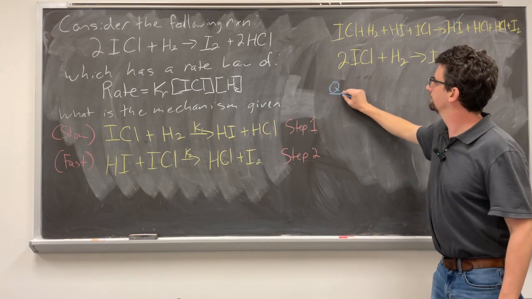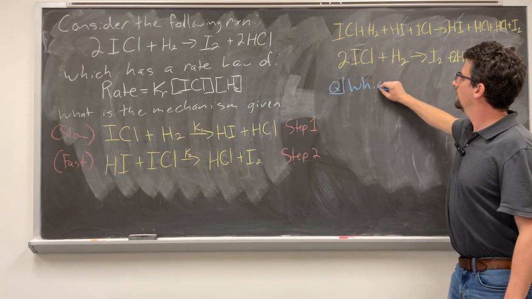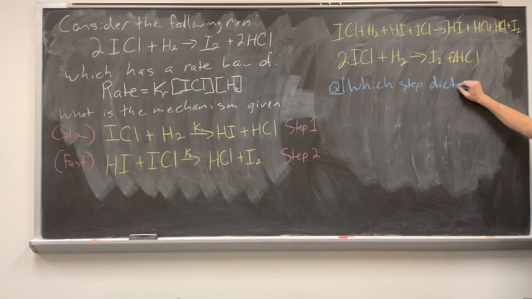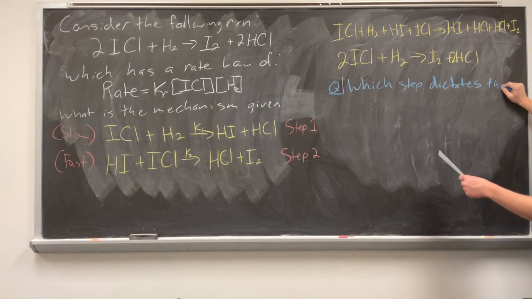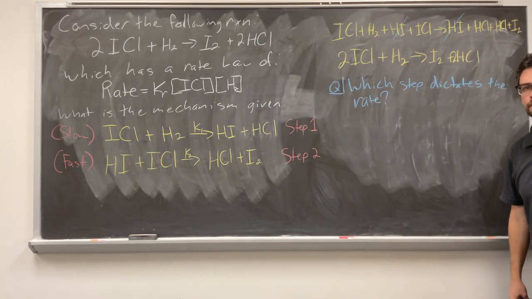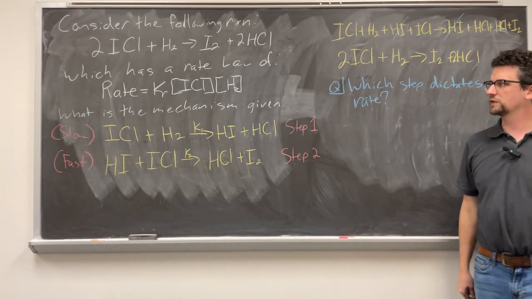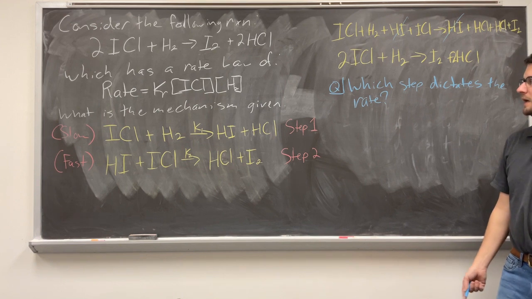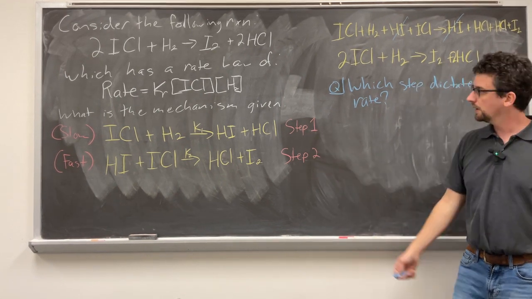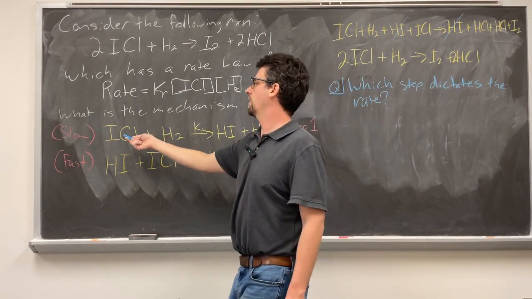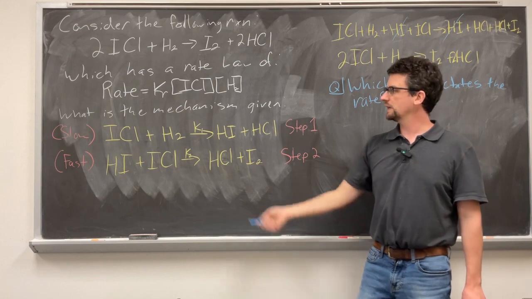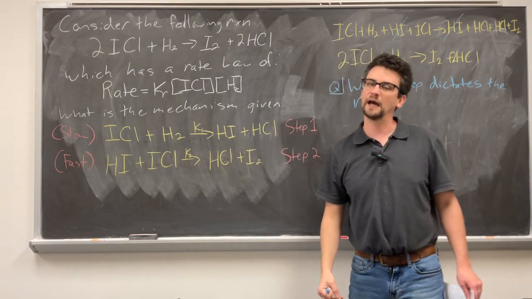So first question, which step dictates the rate? So of these two steps, which one's controlling the rate? The answer to that one is the top one, because it's slower. What happens is you slog through this step, and this step happens quickly. So the rate is actually determined by the slowest step.